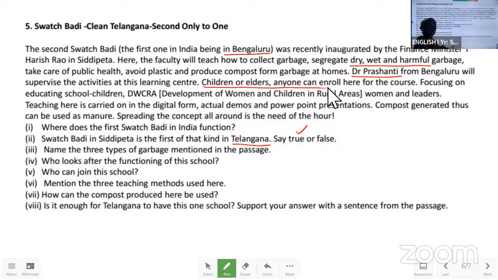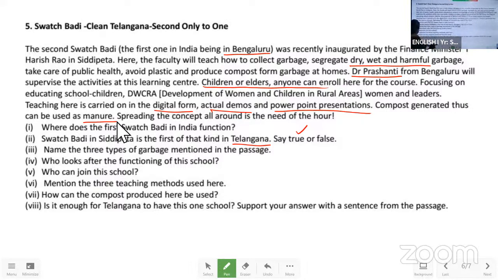Mention the 3 teaching methods used here. Digital form, actual demos, and PowerPoint presentations. How can the compost produced here be used? It can be used as manure.